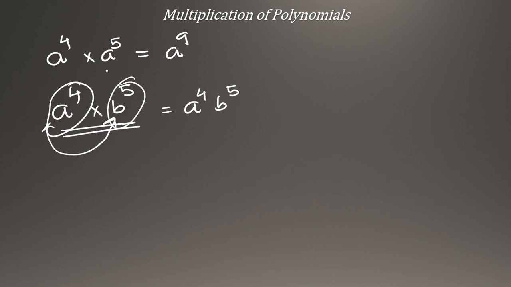So while multiplying polynomials, remember one thing: if you have different variables, then there will be no calculation with the powers. Hope you understood these small things.